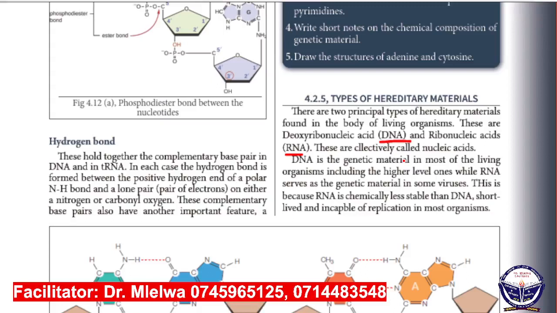Kinachomaanishwa hapa ni kwamba DNA ni genetic material ambayo iko kuanzia kwa virus, iko kwa bacteria, iko kwa protista, kwenye fungi, kwenye plant, lakini pia hata kwenye animals kuna DNA. Lakini RNA always haiwezi kuwa peke yake kama genetic material mpaka iwe na nani, na DNA, except for some viruses.